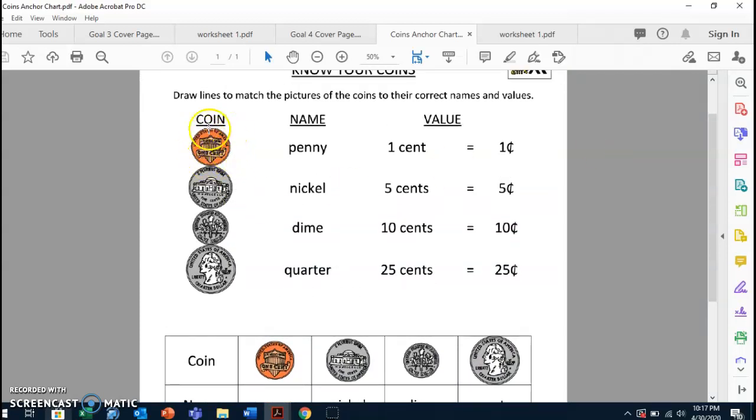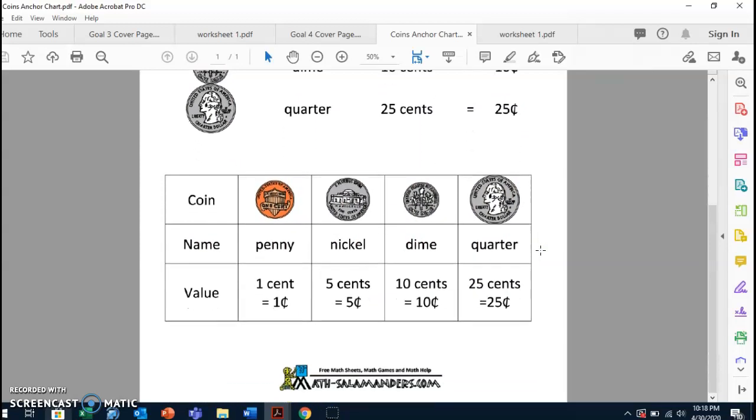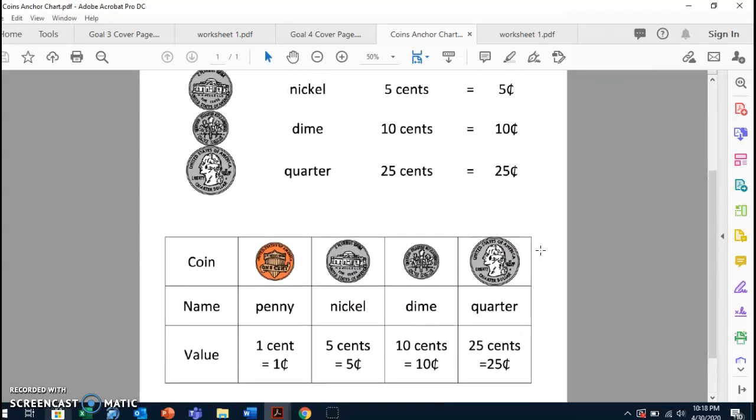Remember the coin, it looks like this, and it's named penny. And its value is 1 cent. The nickel looks like this, 5 cents. A dime is smaller than a nickel. And a dime is worth 10 cents. A quarter, remember the quarter is the biggest of all. The quarter is worth 25 cents. So practice this. This is going to be your anchor chart.